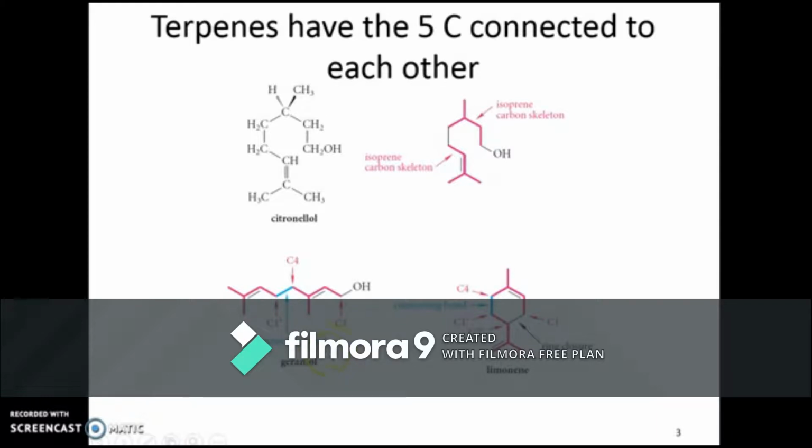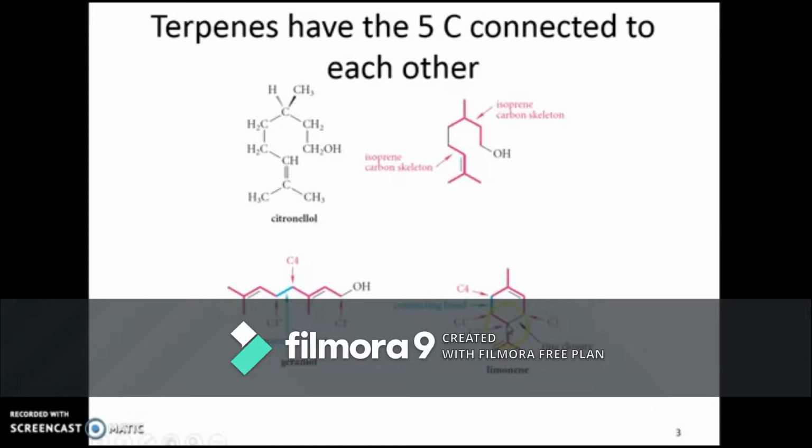This is geraniol, it's very similar to citronellol. And you can see it doesn't matter what functional groups are anywhere on here. If it has that basic carbon backbone, it's defined as a terpene. Here's limonene, that's what's in lemons and limes. That gives them that citrusy smell.